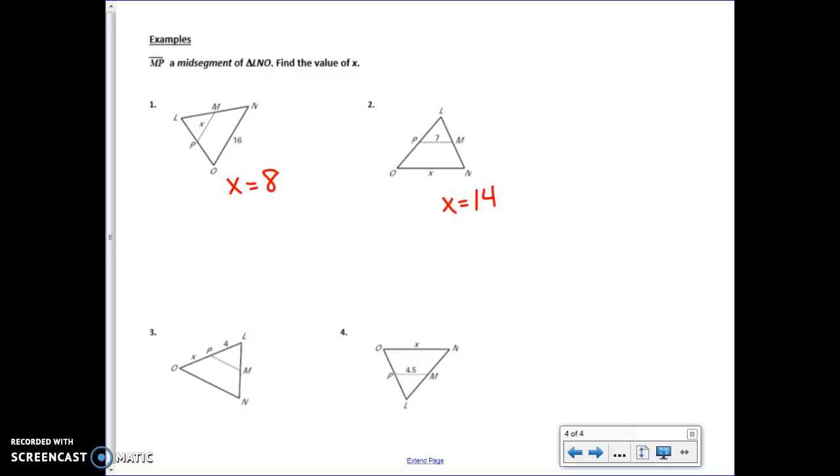Don't get tricked by example 3. We're not looking at the mid-segment there. We're looking at the sides, and don't forget, when we have a mid-segment, that it's from the midpoint, so those two pieces are the same. So in this case, X is 4. A lot of students will put down 8, but it really is the same length there. And then in example 4, we would say that X is 9 because it's double the length of that mid-segment.